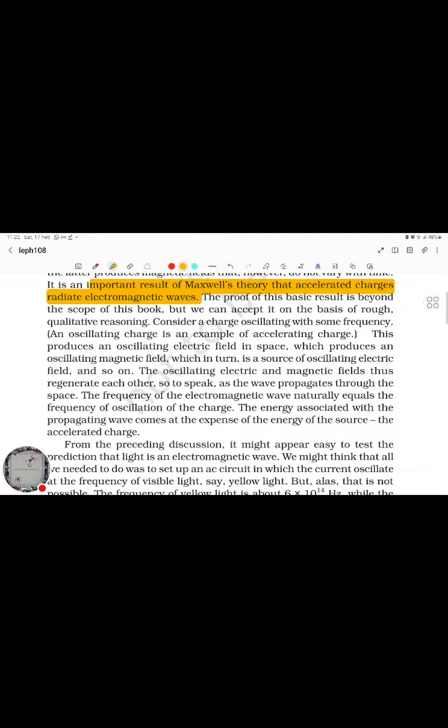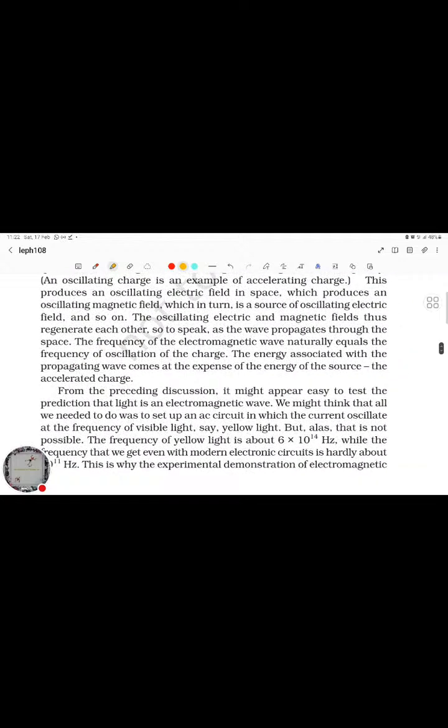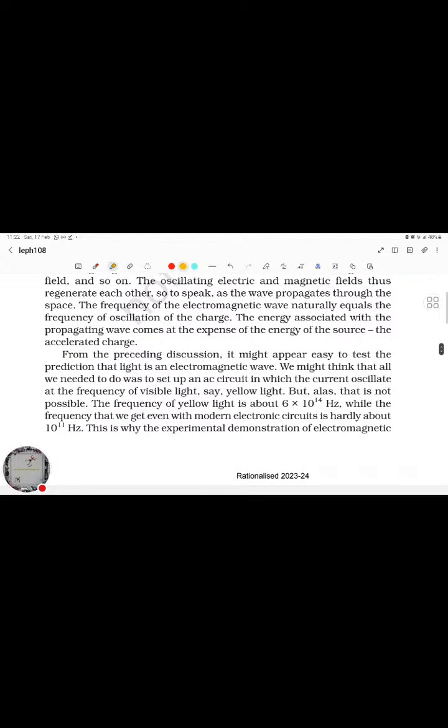and since the charge is moving, hence the electric field will also oscillate. So if the electric field is oscillating, it produces an oscillating magnetic field, and the oscillating magnetic field will in turn also produce an electric field, which means both of them are mutually regenerated from each other, and the wave propagates through the space. The frequency of the electromagnetic wave naturally equals the frequency of the oscillation of the charge. The energy associated with the propagating wave comes at the expense of the energy of the source. ஸோ ஃபைனலி அந்த எனர்ஜி அப்படின்றது இந்த சோர்ஸோடைய எனர்ஜியின் மூலியமாக வருது அப்படின்னு சொல்கிறாங்க.